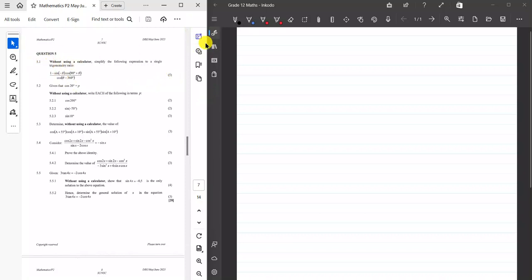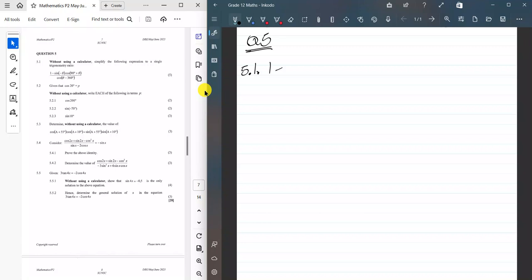Trigonometry normally starts at question 5, as is the case in this paper. So let's see now. 5.1, we are digging in. No time wasting. Without using a calculator, simplify the following expression to a single trigonometry ratio.